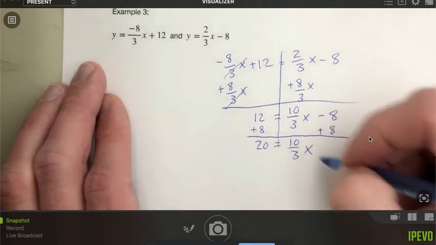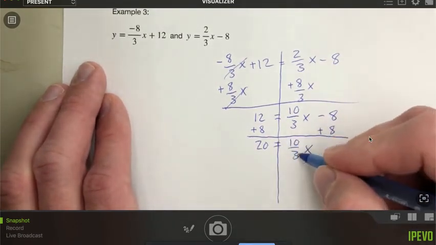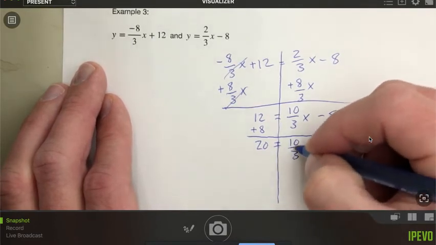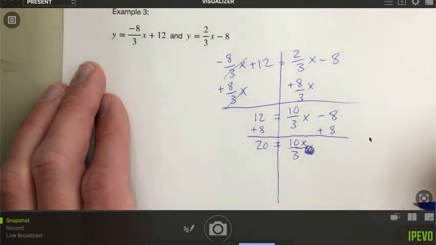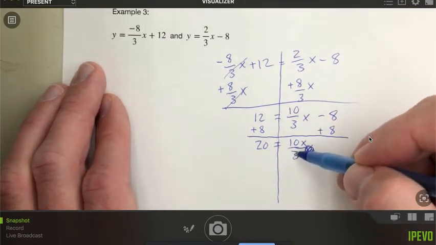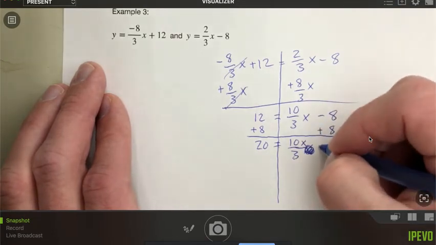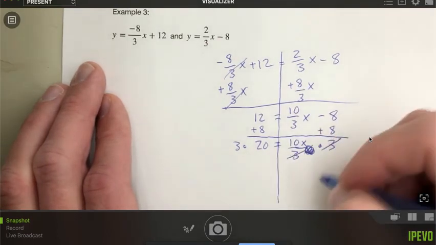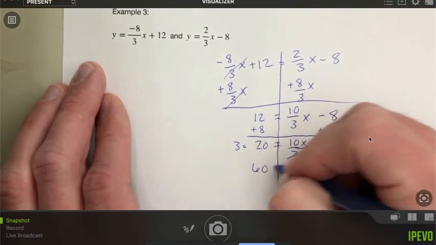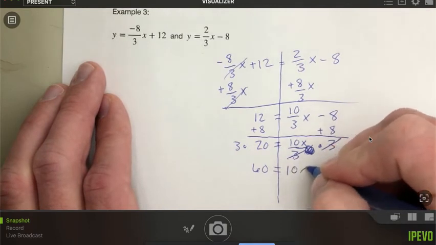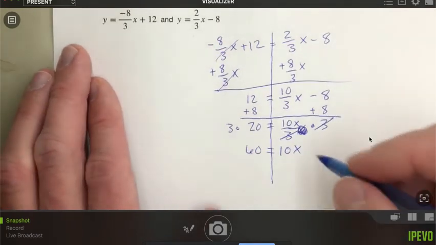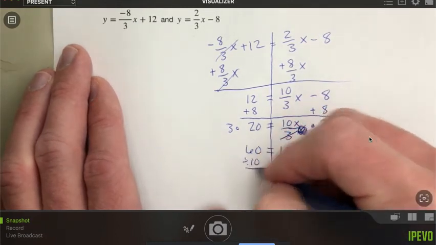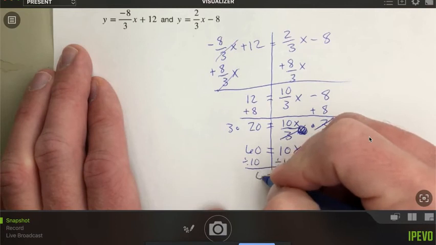So once again, I'm down to my fraction next to x. So I'm going to think about this instead of 10/3 x as 10x over 3. Since I'm dividing by 3 here in my fraction, I'm just going to multiply both sides by 3. 3 times 20 is 60, leaving me with 10x. Some of you can probably already see what my answer is going to be, but if I formally divide, I'll get x equals 6.